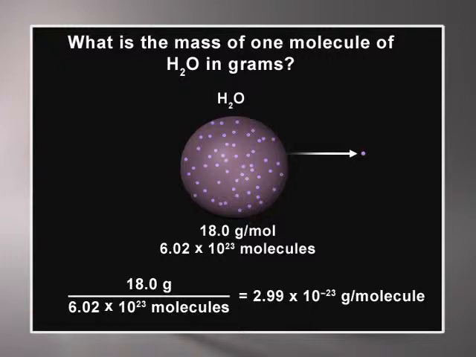Well, it certainly isn't unreasonable. I mean, 1 molecule of anything should weigh almost nothing, and 2.99 times 10 to the minus 23rd is certainly almost nothing. I mean, I don't know if this answer is correct, but it certainly appears to be reasonable.